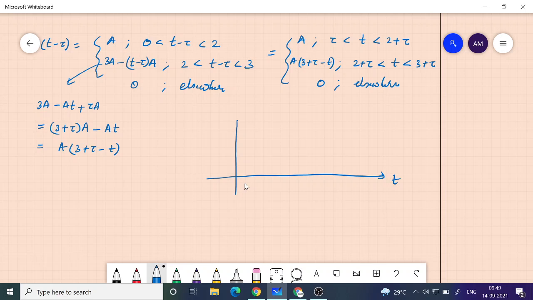So if you plot it with respect to t, what we are plotting is x of t minus tau. The first range is basically from tau, so tau is somewhere here, tau plus 1 is here, tau plus 2 is here. So in this range it is a constant and it is equal to a.